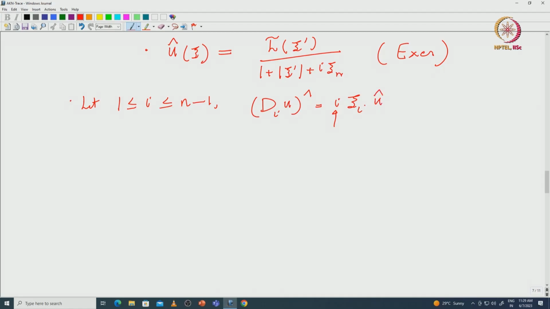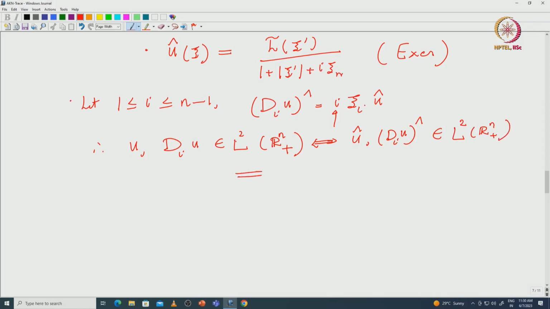Okay. So, therefore, this is what we expect: d_i of u is in L2 of R^n plus. That we expect because the nth variable is the problem. If you are not convinced, we are anyway proving it. It holds if and only if u hat, d_i of u hat, is in L2 of R^n plus.